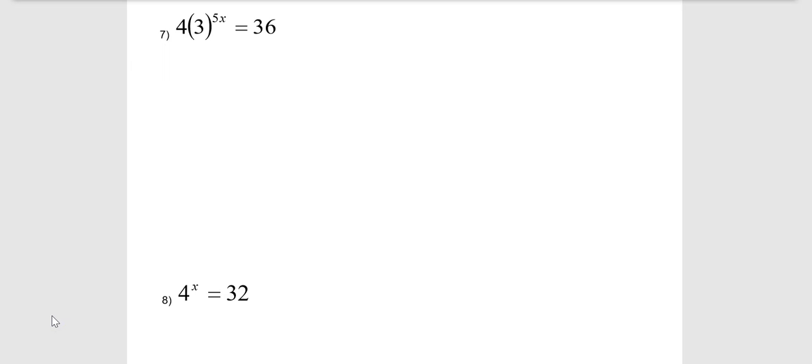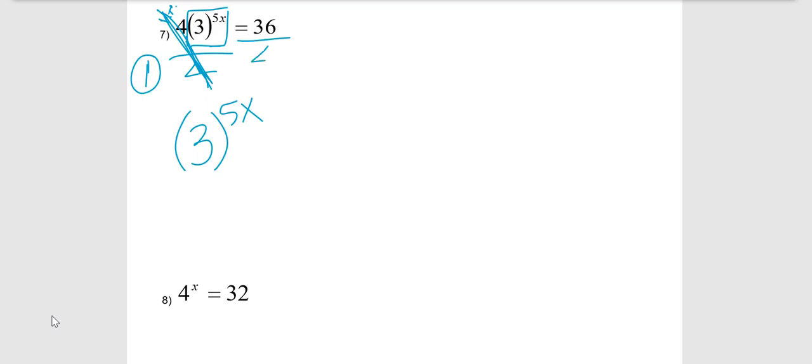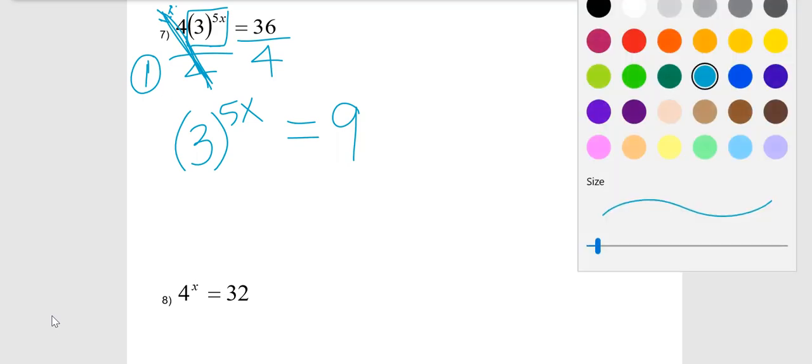In example 7, we have to use step 1. So step 1 is we want the base and the exponent by itself. So this 4 here, we want to make a 1. So we're going to go ahead and divide both sides by 4, because 4 divided by 4 would make 1. When you multiply by 1, it doesn't have any effect. So that's why we divided by 4 here. And whatever we do to one side, we have to do to the other. So we're going to divide both sides by 4. And that was step 1.